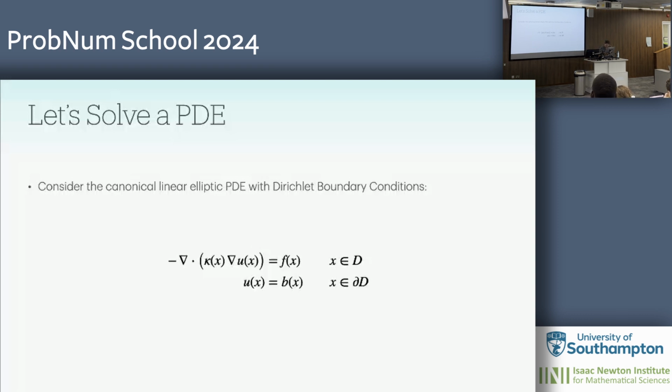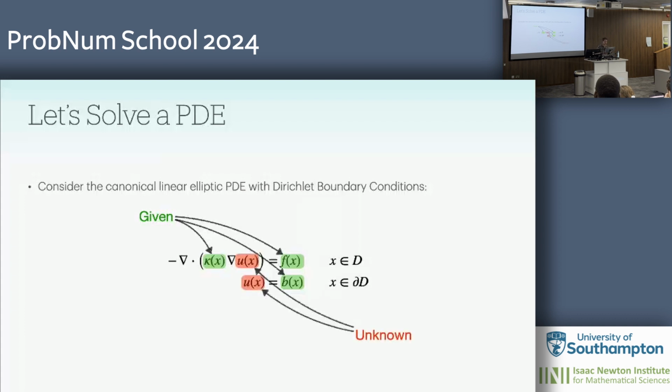Have I said anything? Yeah. So we're assuming that we're given these three quantities. We're given the permeability field, at this point in the talk at least, and we're given the forcing and the boundary term, and we want to recover the unknown u of x using observations of those quantities.